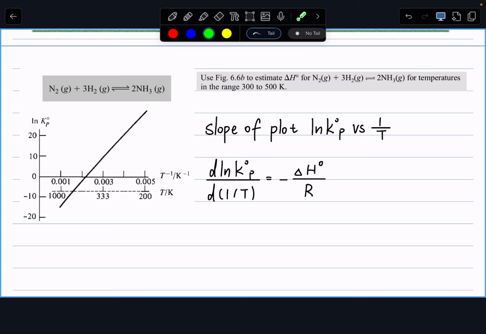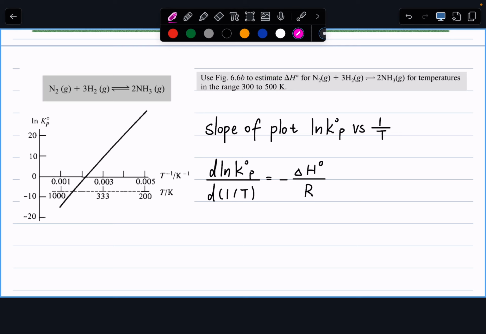In the actual physical chemistry lab, you might be asked to do this experiment to measure the delta H of a reaction. In this case, we're saying use this given figure to estimate delta H naught, the heat of the reaction, of the ammonia formation reaction for temperature in the range of 300 to 500 K. We're giving a very small temperature range. We know the enthalpy has a dependency on temperature, but for such a small range, we're assuming delta H naught is more or less constant.